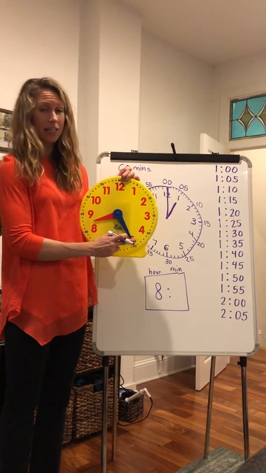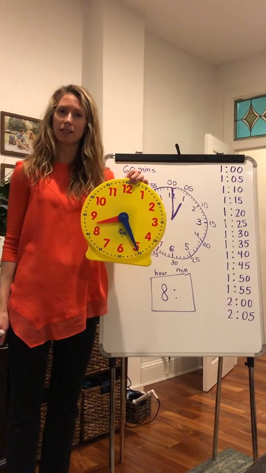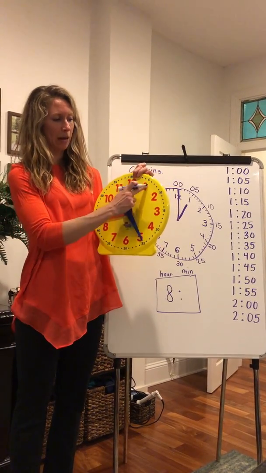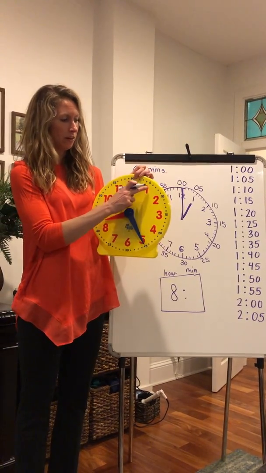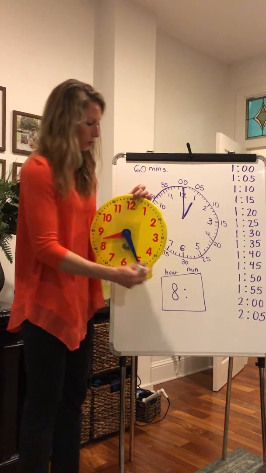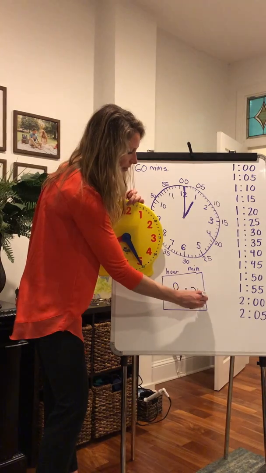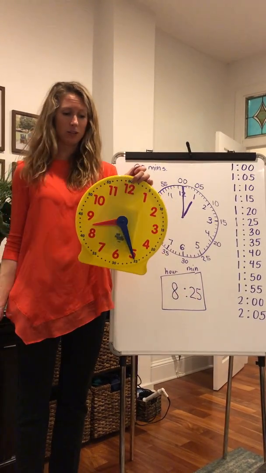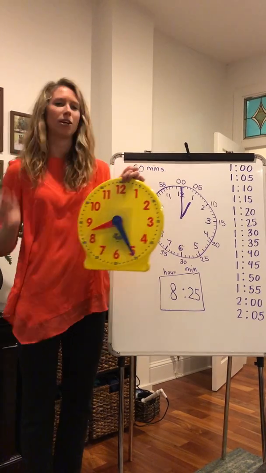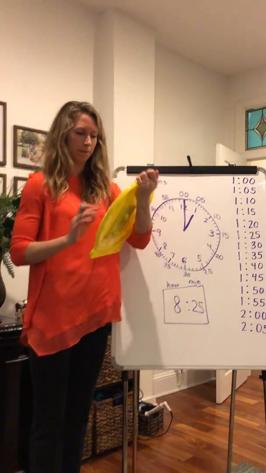Our minute hand is at the 5. Does that mean 5 minutes? No, it does not. Because that means we have to count by 5s 5 times. 5, 10, 15, 20, 25. The time is 8:25. If you got that, give yourself a pat on the back. Excellent job. Let's try another.